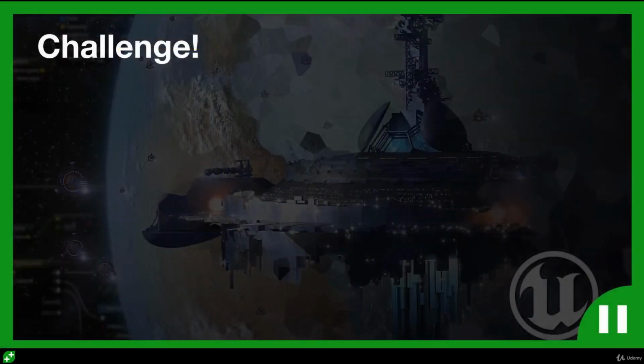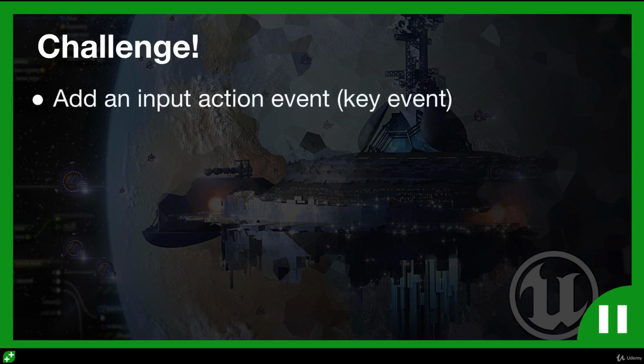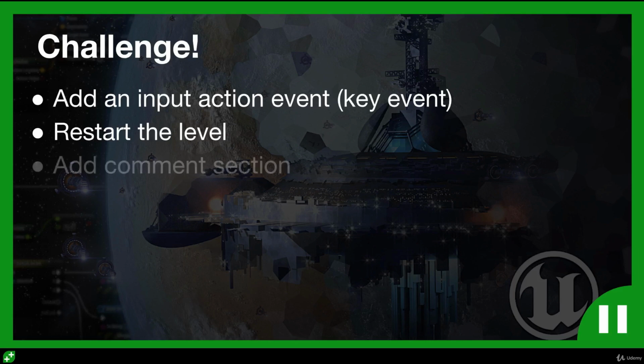So, as with any game during development, unexpected issues might pop up and you might find some yourself. So we might want to provide a way that a player can restart the level if they want to. So now I have a real challenge to test your blueprint skills. I want you to add an input action event, also known as a key event, and use this event to restart the level. And then make sure that you add a comment section for this blueprint code. So pause here and attempt to have a go at this, and then when you're ready, resume the lesson and I will walk you through the process.